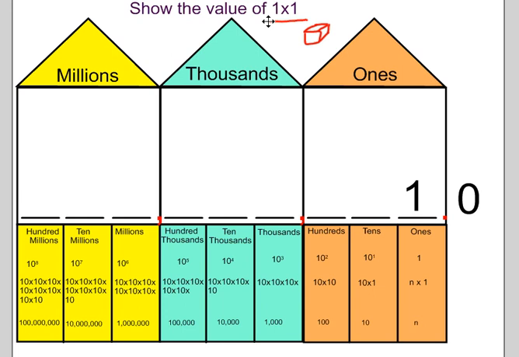We don't have any tens. So what we call that is 10 to the 0. The power of 10 is 0 here because we don't have any tens at all. And if you don't have any tens at all, you just have 1.